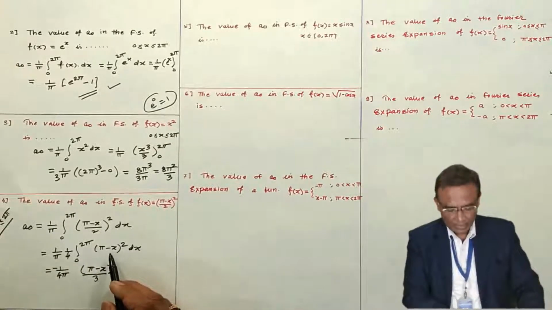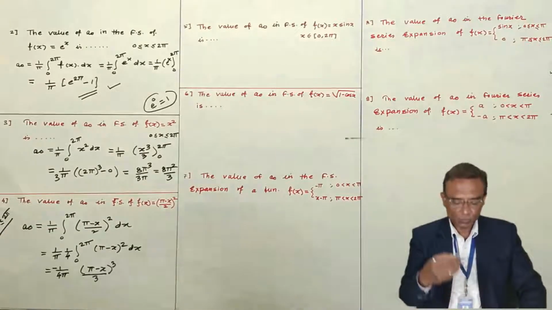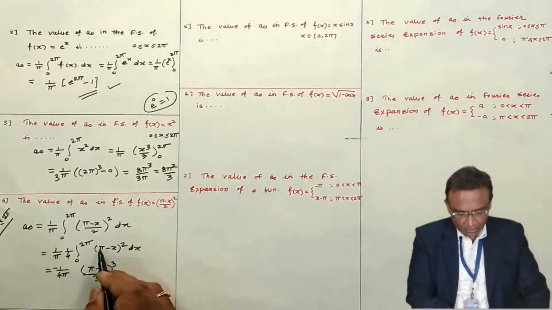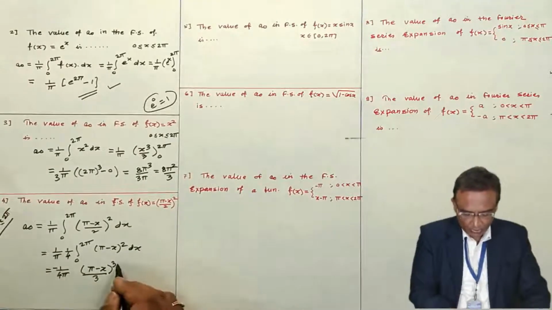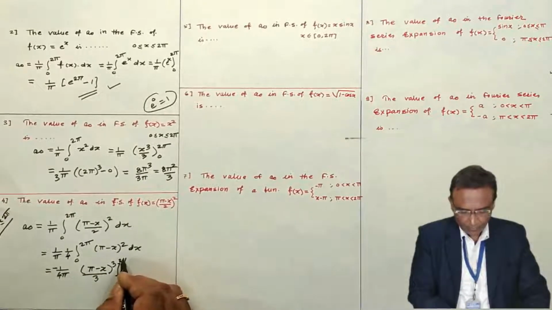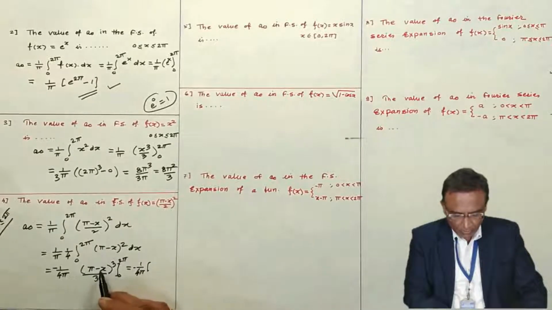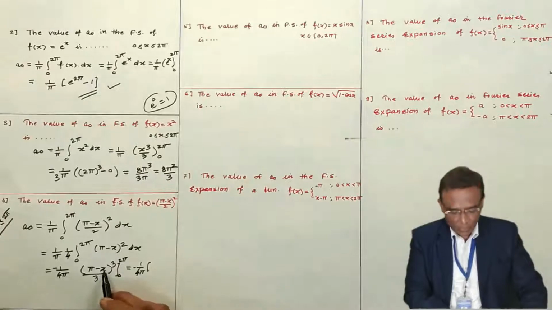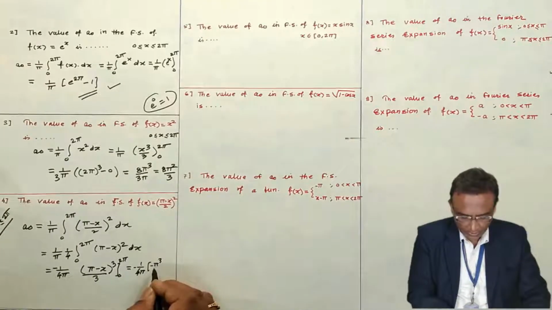When you take integration of a linear factor, (pi minus x) squared is (pi minus x) raised to power 3 by 3. And the derivative of this argument pi minus x, which is minus 1, I have to write, from 0 to 2 pi. Minus 1 by 4 pi as it is. Put x equal to pi. Pi minus 2 pi is minus pi. Minus pi cube means minus pi cube by 3.